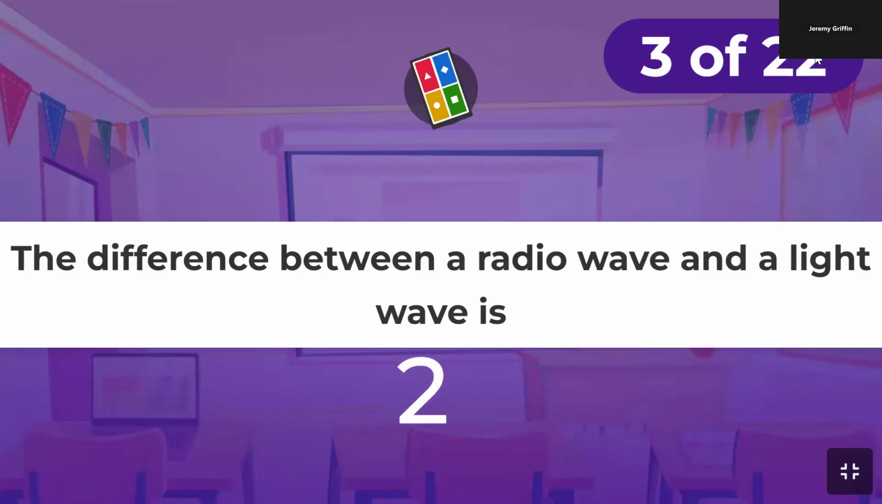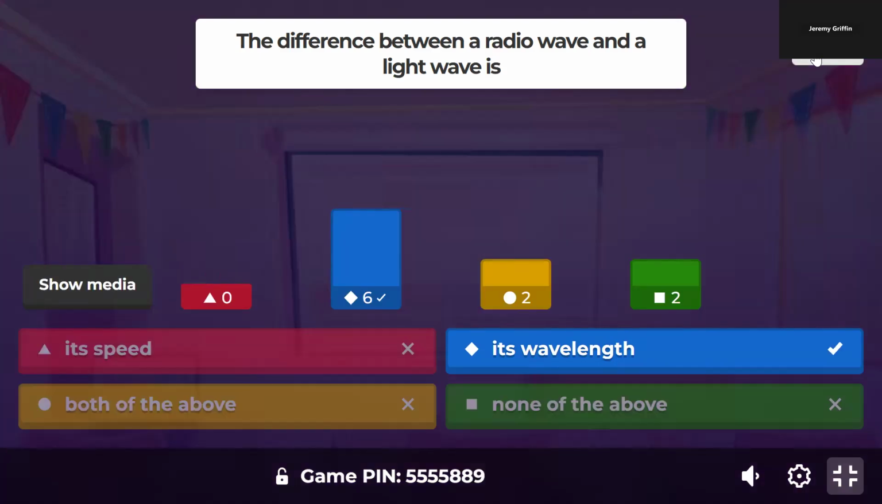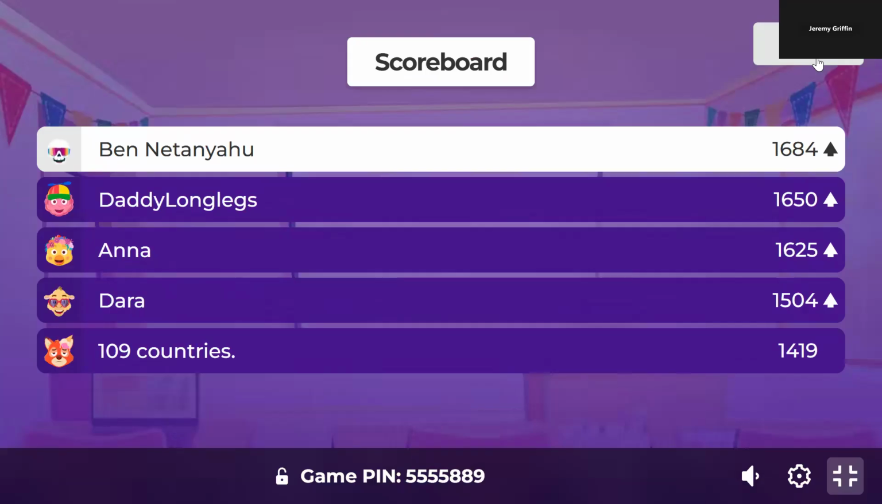Difference between a radio wave and a light wave. Yeah, wavelength. Another good option would have been frequency, but not speed, because they all travel the same speed. Guys, remember yesterday we did a calculation. If you tune into an FM station, those wavelengths are approximately 3 meters long, plus or minus a little bit, for FM stations.